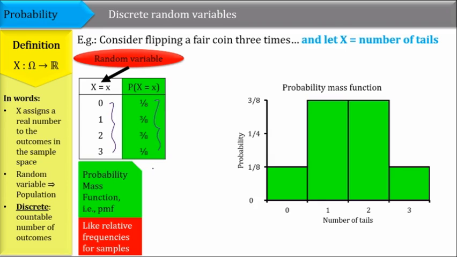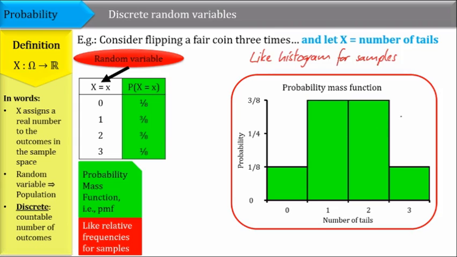What is a relative frequency? It is simply the frequency divided by the sample size. So what is this? It is the frequency divided by the population size. There's one outcome in the sample space that has no tails, and that's the 3 heads. There's 3 outcomes in the sample space that have 1 tail. So we're simply counting the number that we're interested in out of a total of the population size. So it's a lot like relative frequencies for samples. And as I just mentioned, this bar graph over here looks like a histogram for samples. But in this case, it'll be for a random variable, in other words, a population.